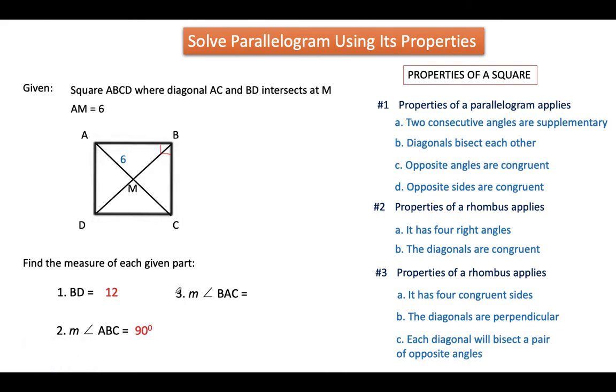And lastly, the measure of angle BAC. We are referring to this angle. Since we know that all angles are 90 degrees, and this will be cut by a diagonal, each diagonal will bisect a pair of opposite angles. It means this 90 degrees here will be cut by this diagonal into exactly equal parts, or half of that angle. That angle is 90 degrees, so its half is 45 degrees.